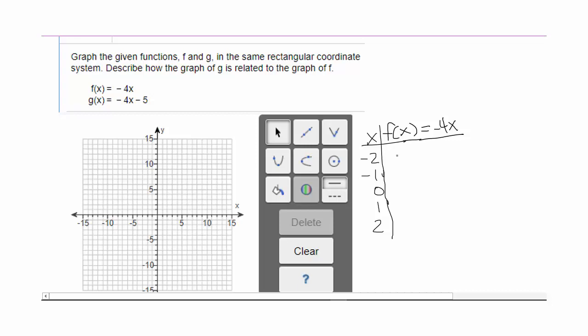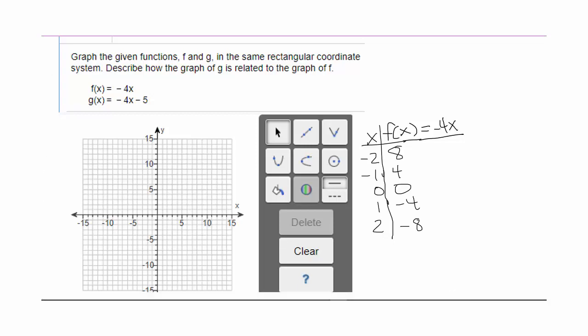So if I plug in negative 2, we're going to get negative 4 times negative 2 is positive 8. Plug in negative 1, negative 4 times negative 1 is positive 4. 0, we get 0. 1, we get negative 4. Multiply 2 times negative 4, we get negative 8. Okay, so let's go ahead and plot f of x.